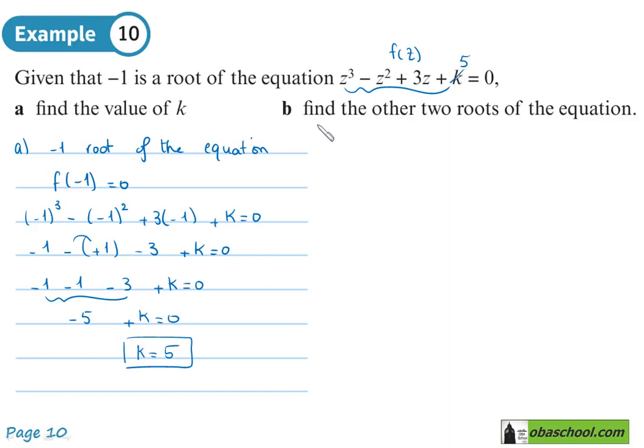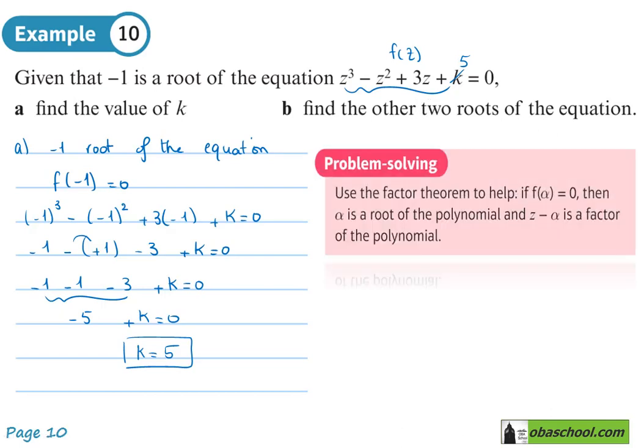For part B, it is required to find the other two roots of the equation. As you can see, we have a cubic equation. One of the roots is real, so the other two roots may be either real or complex conjugates. In order to find the other roots of the cubic equation, we shall use the factor theorem, which means that if f of alpha equals 0, where alpha is a root of the polynomial, then z minus alpha is a factor of the polynomial.